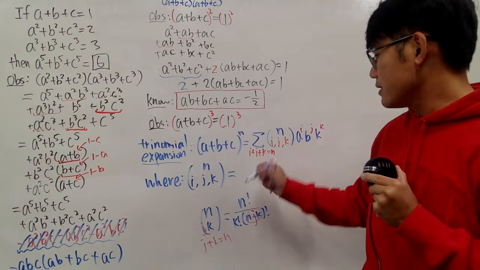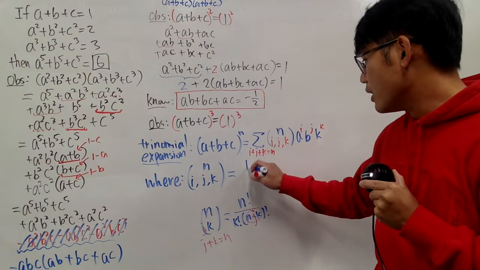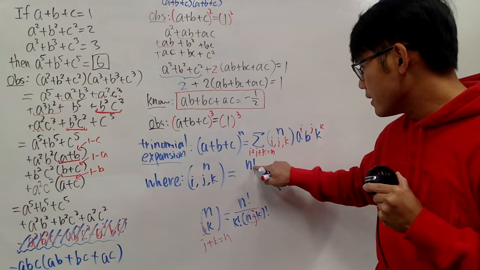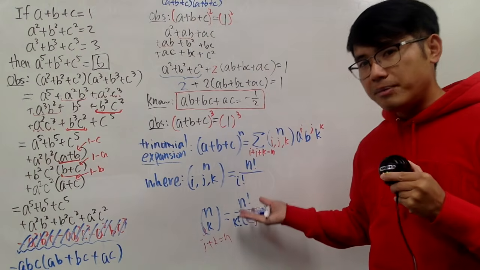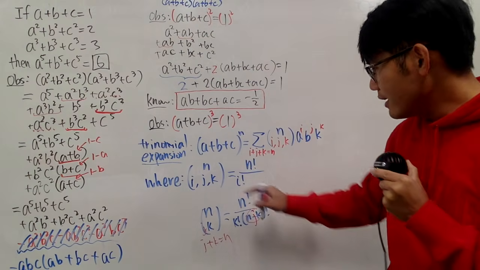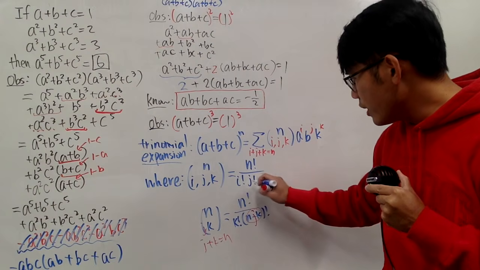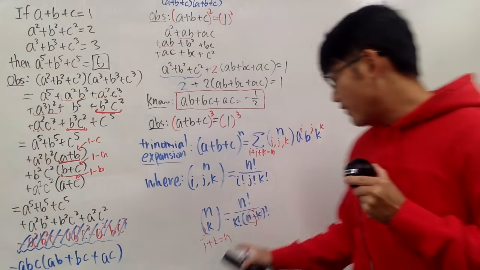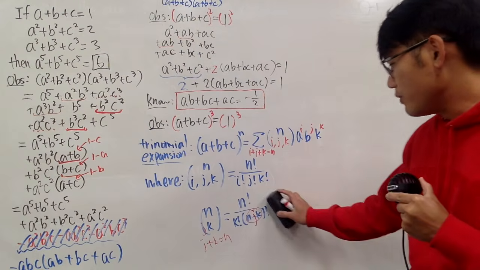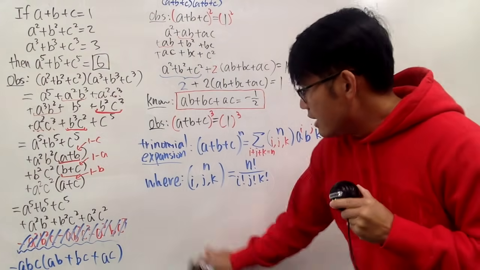Now you have three things. It's the same idea. You are going to do n factorial divided by i factorial. Of course, this is not the imaginary number i, so don't get too excited. And then you have the j factorial and then the k factorial. Okay, so that's how you compute it. Very similar to the binomial coefficient if you look at it this way.